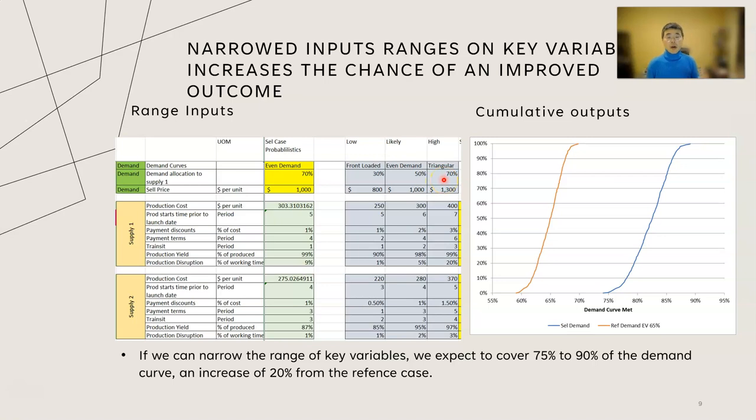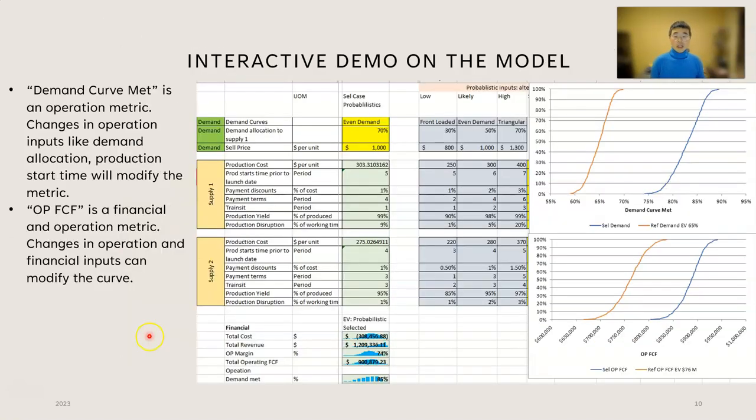Demand curve is an operation metric. Let's see the impact on other metrics as well. Demand curve met is an operation metric. Changes in operation inputs like demand allocation and production start time will modify this metric. Operating free cash flow is a financial metric and operation metric. Change in any of these inputs will modify the curve. Now I will show you the impact on the curve, on the model itself.